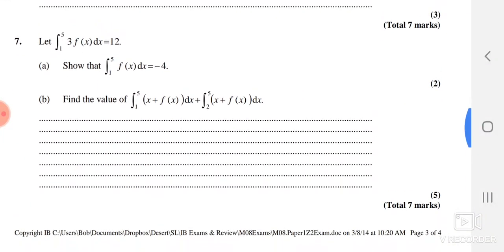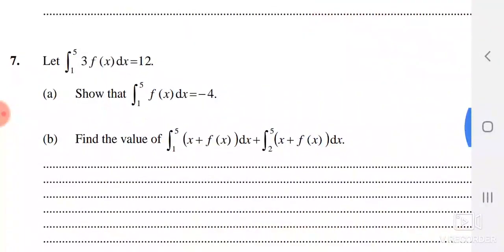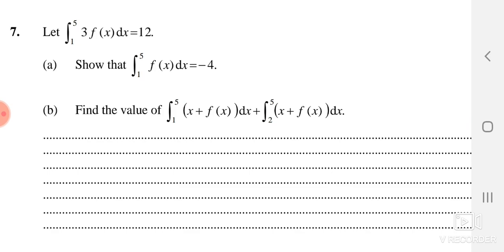Here in question 7, he said if this definite integral is given, and show that it is minus 4. My dear, as it looks, there is a little problem in this question. Actually there is a mistake in this question. He should write 1 to 5. He should switch the limits of a part, but by mistake I think there is a mistake.